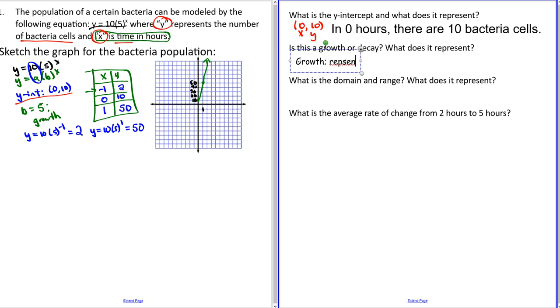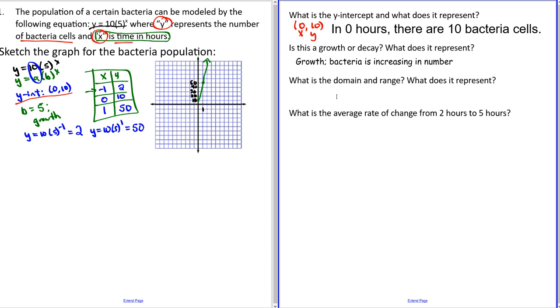Represents the bacteria growing. It's growing in numbers. So I can say the bacteria is growing in numbers. I like the increasing part because that's the same thing as growth, is you're increasing. Like your growth in age or your growth in anything, you're increasing something. Now domain and range. Ah, yes, everyone's favorite thing, domain and range.